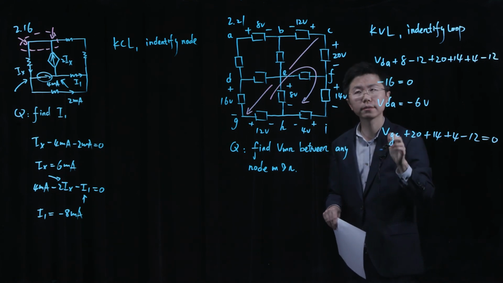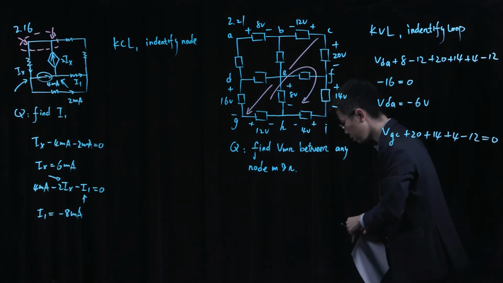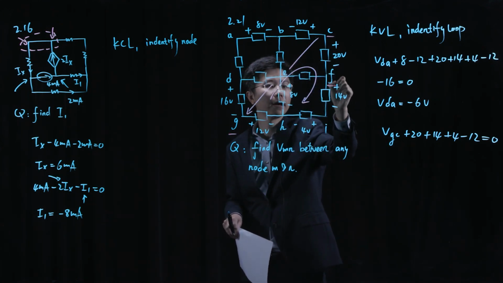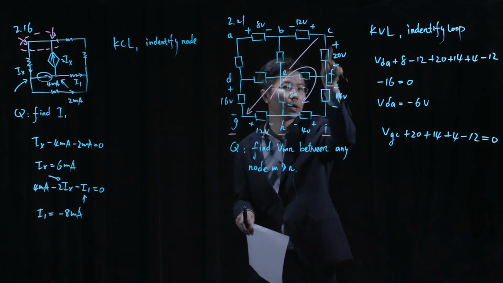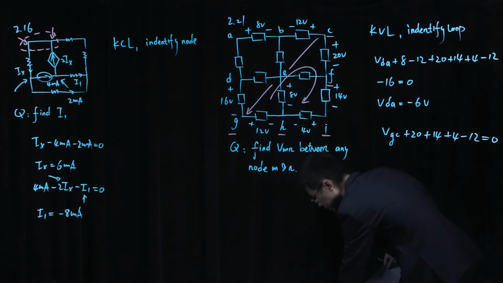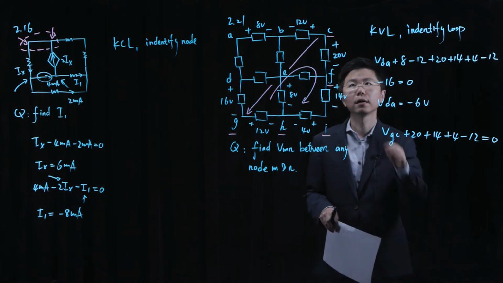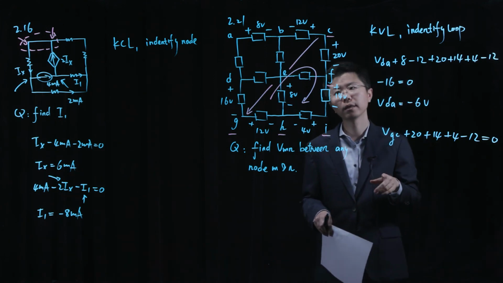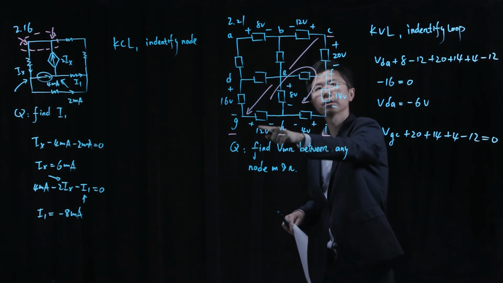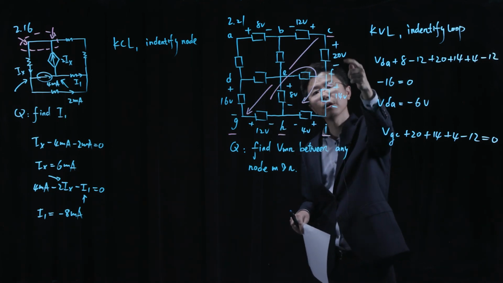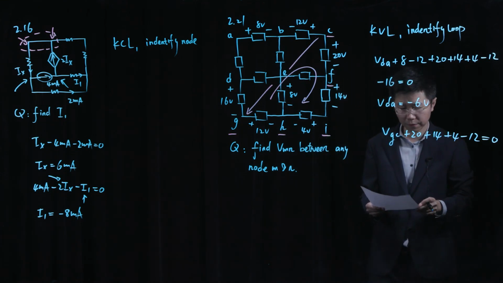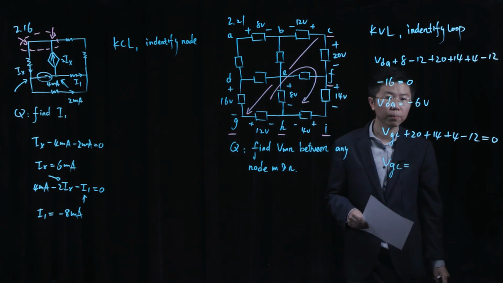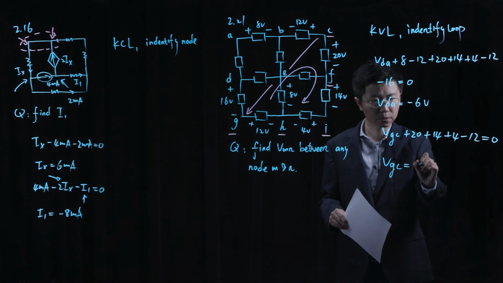You'll notice here, the conceptual loop I chose is this one, G, C, F, I, H, this triangle-shaped loop. The reason I'm choosing this loop again is because, based on our observation, there's only one unknown value in this loop, which is VGC. With these known values, we can easily solve for VGC across our terminals. And in this case, VGC will be a negative voltage of 26.